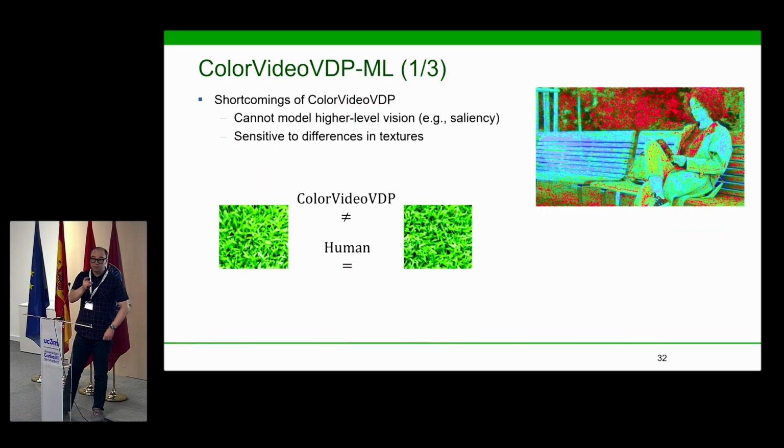And finally, very quickly, ColorVP is not perfect. It has limitations because it models only low-level human vision. It doesn't model any high-level elements of human vision. For example, saliency. If you look at the scene, nobody is going to pay attention to something happening in the background. Everybody is paying attention to the lady sitting on the bench. Another problem is sensitivity to differences in textures. If you have a texture of grass, pixel by pixel, they are different. For a human observer, they look the same.